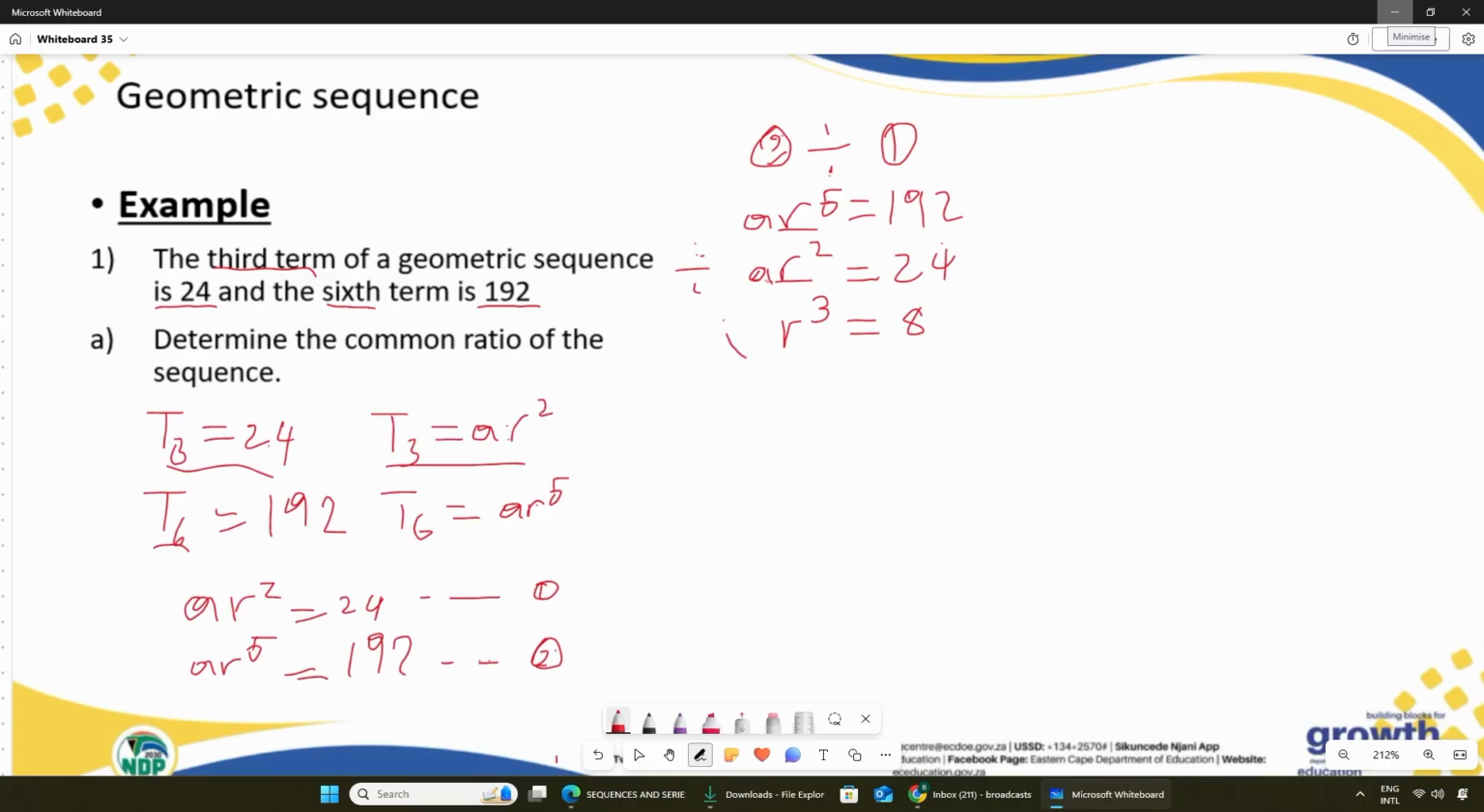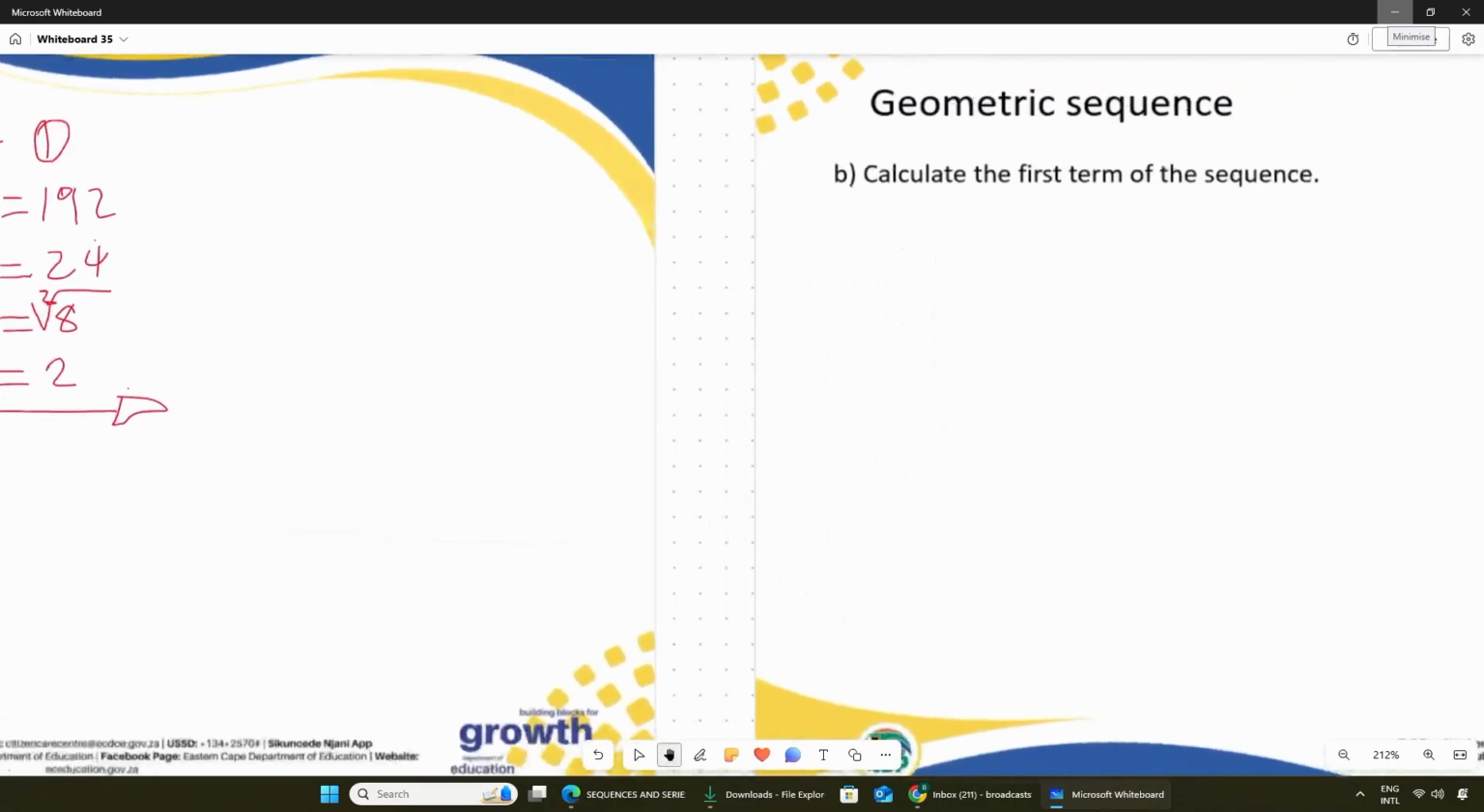Now we are looking for R, so we can use a cube root. The cube root of R to the power of 3 is equal to R. And the cube root of 8 is equal to 2. That simply means you have R equals 2. It is very important that you read the information that has been given to you and you link it with the information that you know. Let's go to the next question.